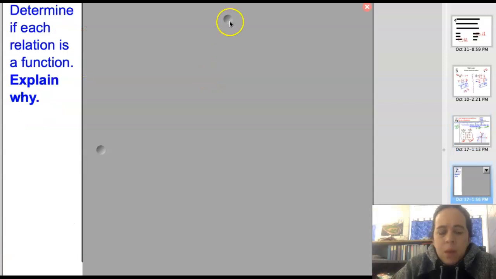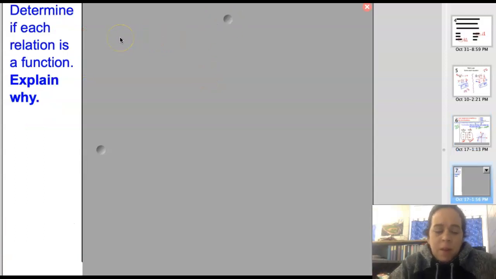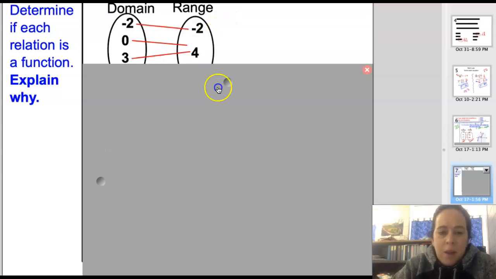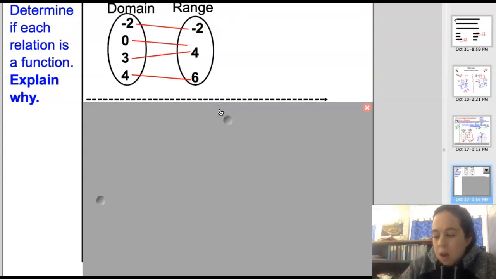Okay, so this is going to be part of your assignment today. It's going to give you either a mapping or a table or a graph or a list of ordered pairs, and you have to say whether it's a function or not, okay? So what we're going to do is just practice a couple. So if I give you this, one of the easiest ways I think is to take a mapping like this and list out your ordered pairs.